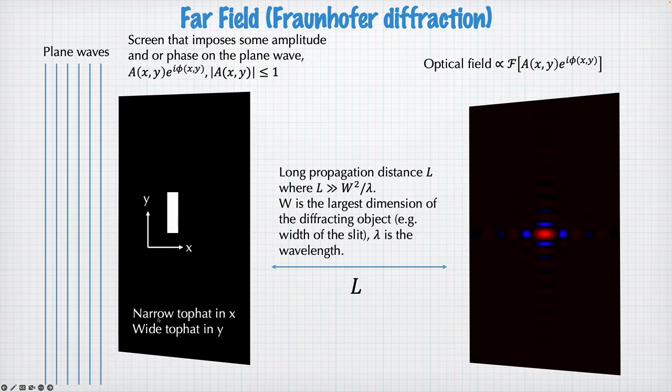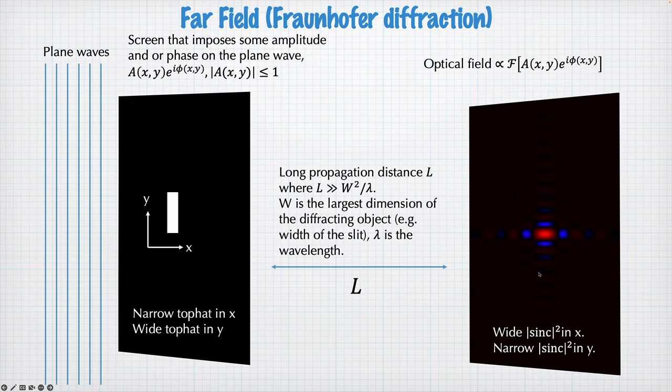So in this case, we have a sinc function in the X direction and a sinc function in the Y direction. The sinc function in X will be wide because the slit is narrow in the X direction. So narrow top hat here gives wide sinc function. Similarly, this wider slit in the Y direction, this wider dimension here, gives a narrower sinc function in Y. The red and blue colors here represent the phase of the field in the diffraction pattern. So red is positive, blue is negative.